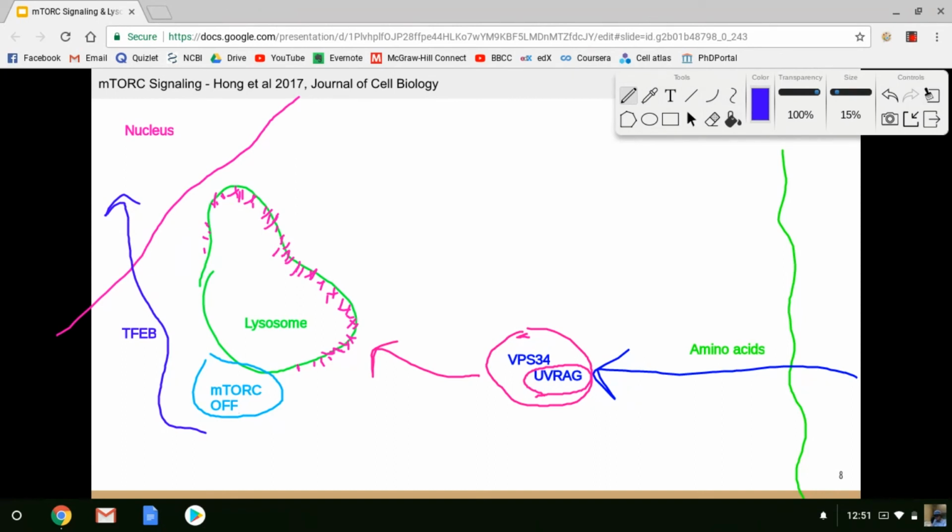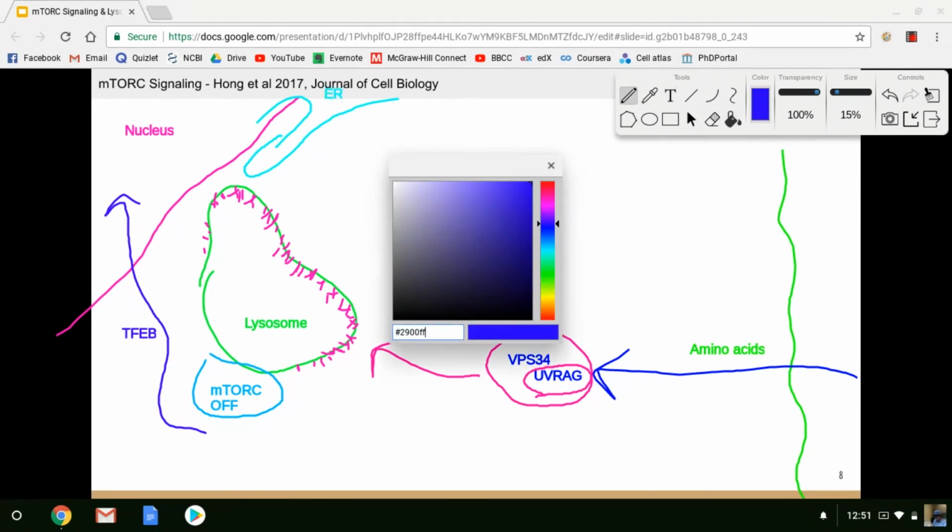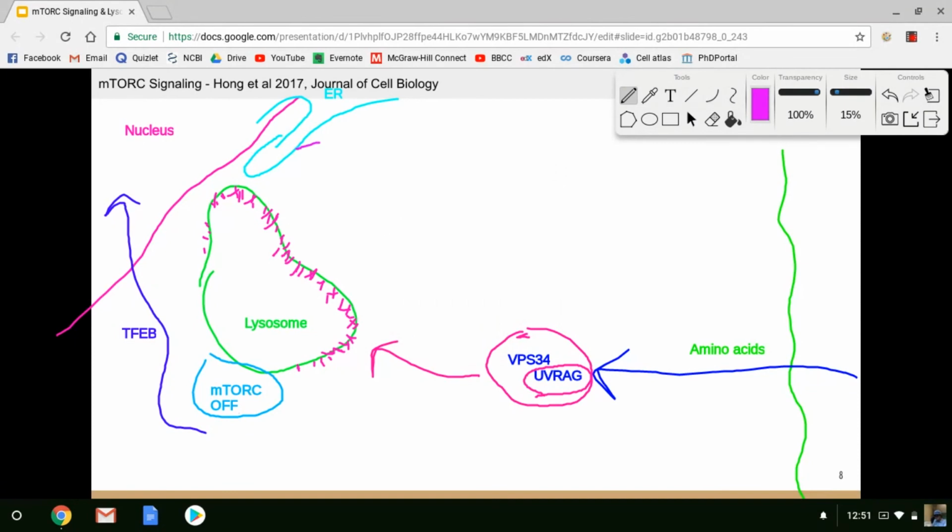Now, this is where the pathway picks up, where they're looking at this protein called protrudin. Protrudin is, so this is our endoplasmic reticulum, our ER. And protrudin is a protein that protrudes from the endoplasmic reticulum. It is bound to the ER. It is an integral membrane protein of the endoplasmic reticulum, protrudin.